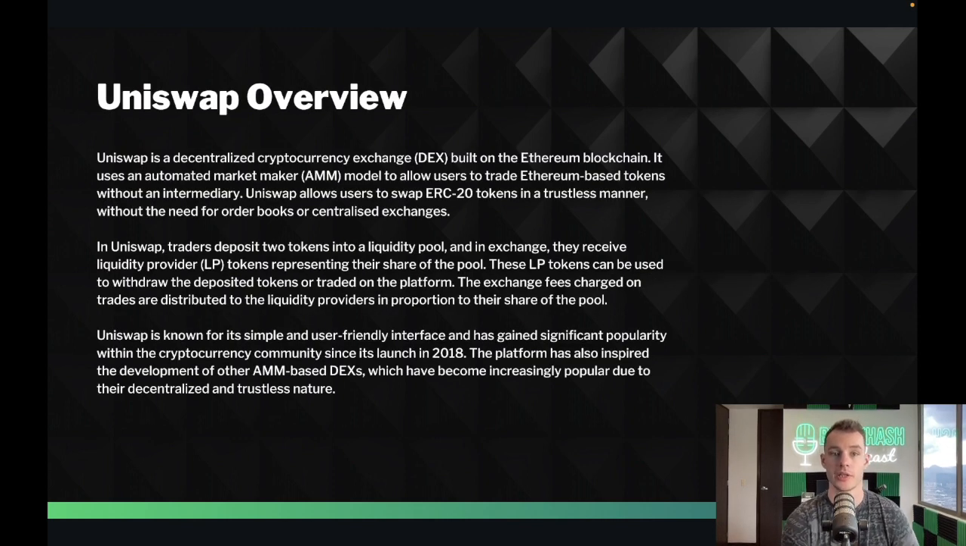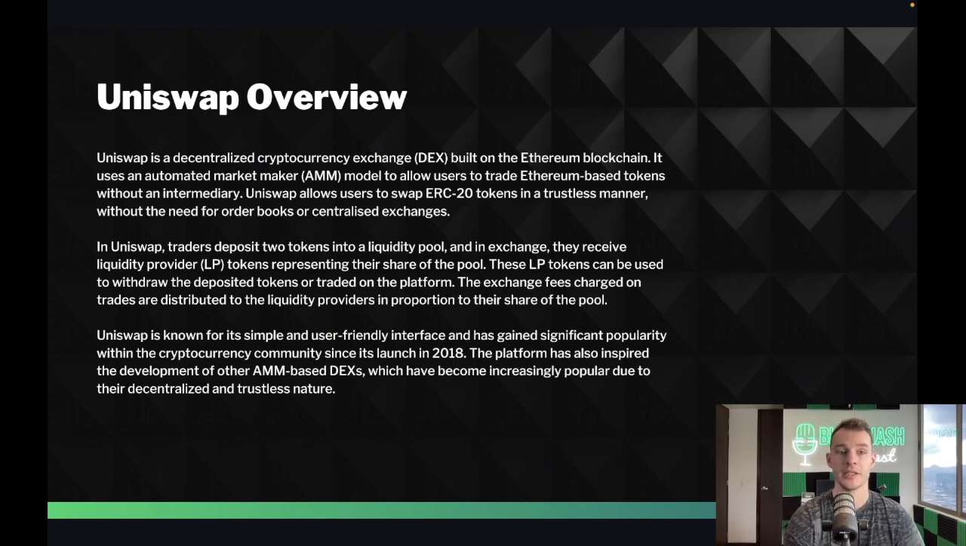All right, so looking at Uniswap, let's do a quick overview. For those of you that aren't as familiar with Uniswap, it is a decentralized cryptocurrency exchange, aka a DEX, that is built on the Ethereum blockchain, and it uses an automated market maker, AMM. I always say automated money maker. It's an automated market maker model to allow users to trade Ethereum-based tokens without an intermediary. Uniswap allows users to swap ERC20 tokens in a trustless manner without the need for order books or centralized exchanges. Uniswap also allows traders to deposit 2 tokens into a liquidity pool, and in exchange they can receive liquidity provider tokens, LP tokens, representing shares in the pool.